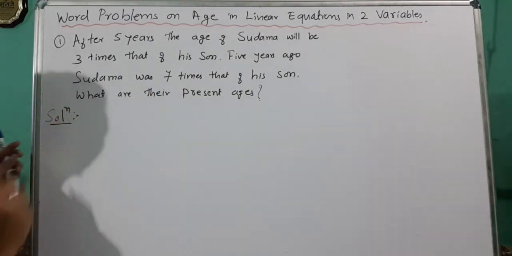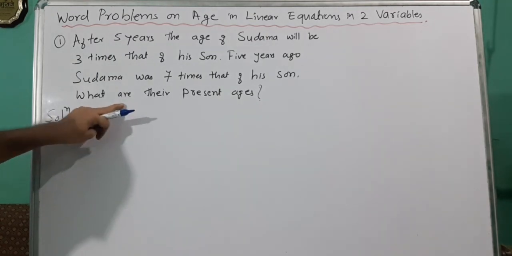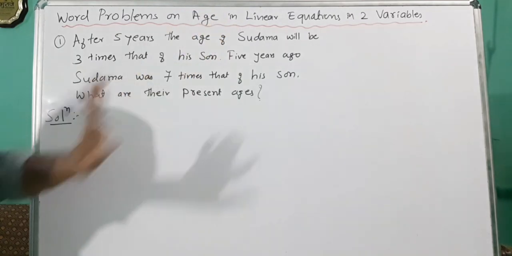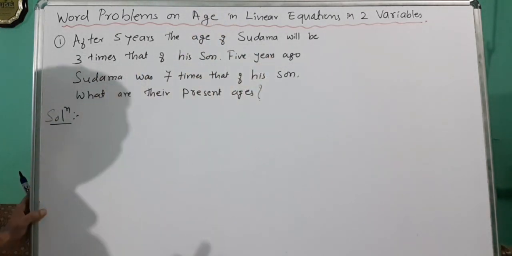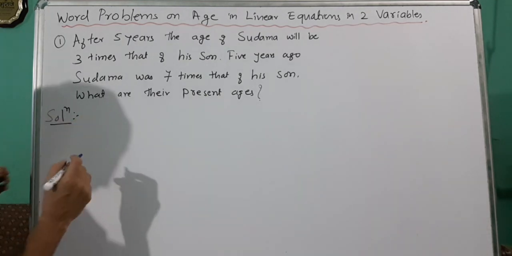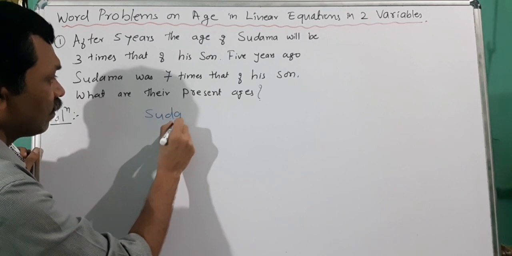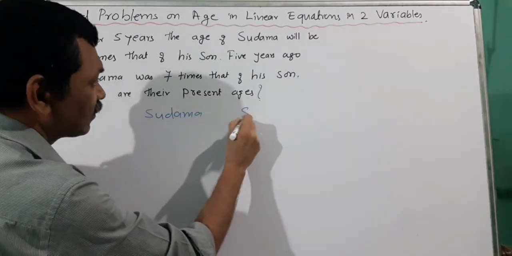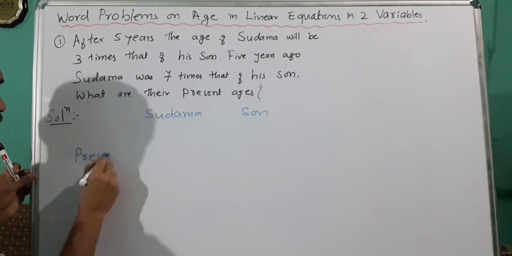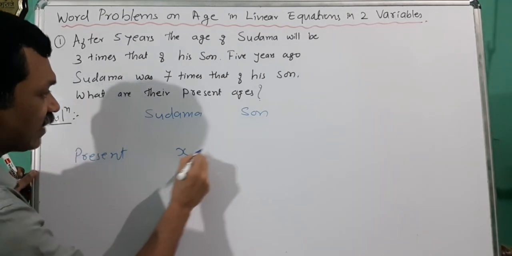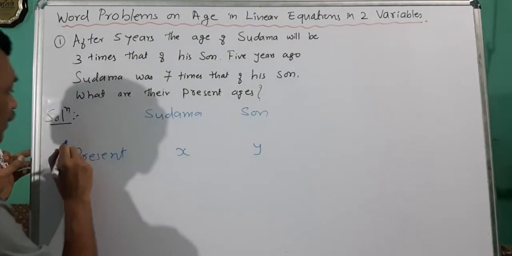So always what we do in word problems, we assume this. Let the present age of Sudama be x and the present age of son be y. Instead of doing it like that, I'll write it in table form. We have Sudama and his son. So let the present age of Sudama be x and present age of son be y. So I'll just complete this table.